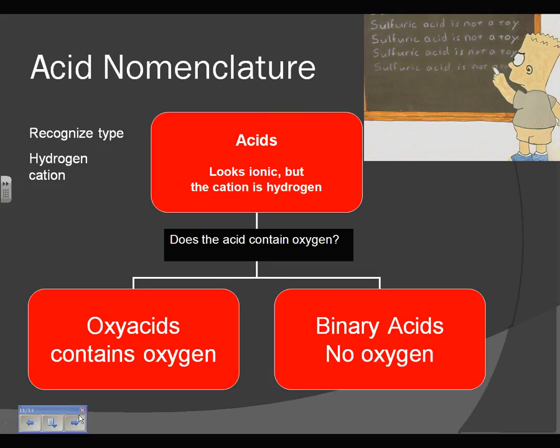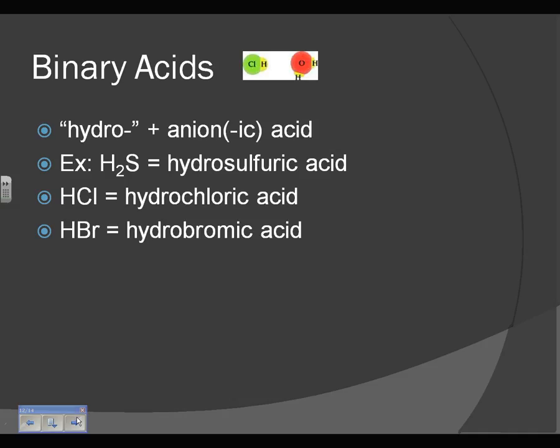Now onto acid nomenclature. There are two types of acids. There are oxyacids, which contain oxygen, and there are binary acids, which contain no oxygen. Binary acids contain hydrogen as a cation. These are binary acids when you begin with hydro as a prefix and then add the anion with an ic at the end, and then say acid. For example, H2S is hydrosulfuric acid.